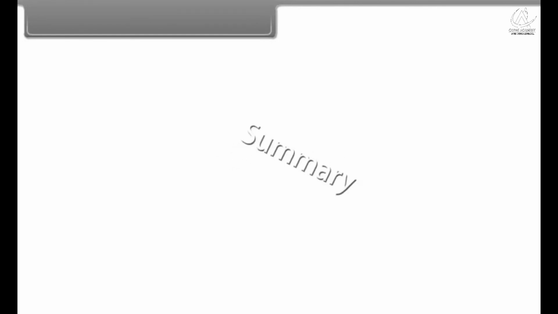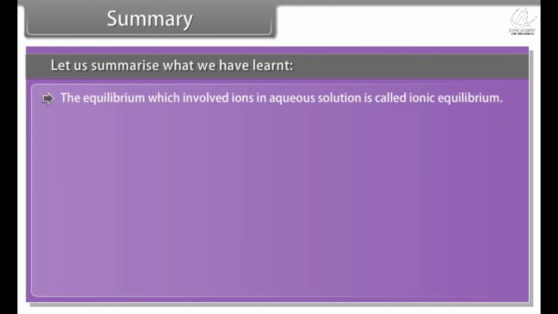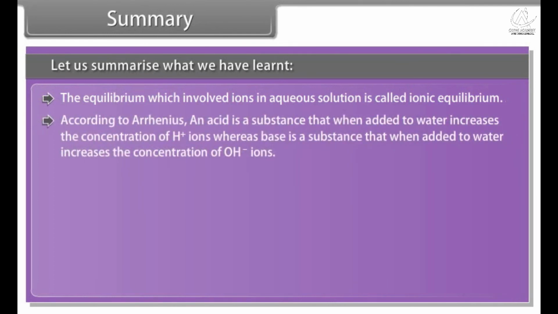Summary. Let us summarize what we have learned. The equilibrium which involves ions in aqueous solution is called ionic equilibrium. According to Arrhenius, an acid is a substance that when added to water increases the concentration of H+ ions, whereas a base is a substance that when added to water increases the concentration of OH- ions.